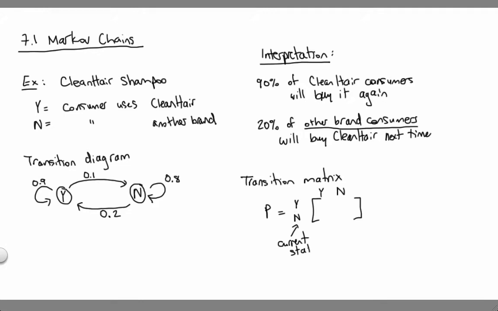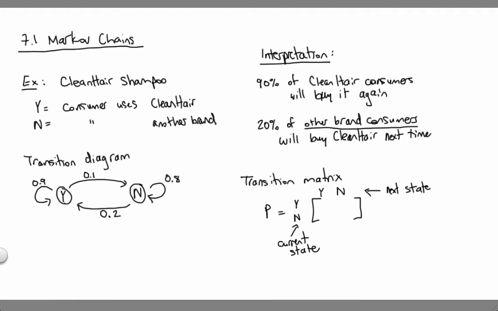So whether they are consumers now or not, whether they're buying clean hair now or not. And when you're looking over here at the columns of your matrix, you're talking about the next state. So this is referring to whether they will be clean hair consumers next time they go out and buy shampoo. So let's put the numbers in the right places.